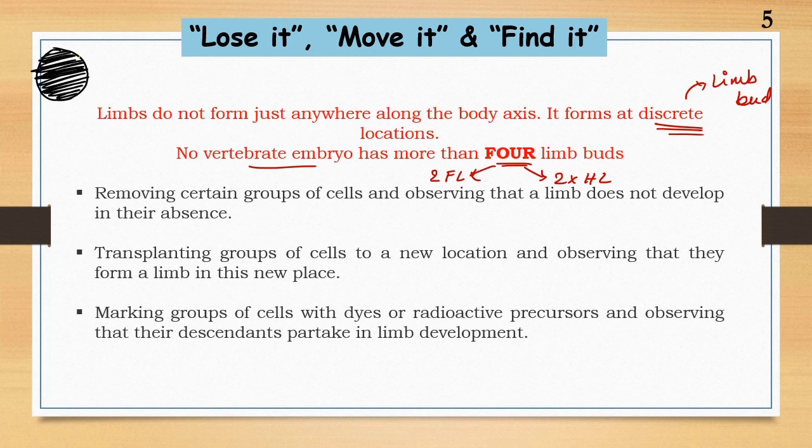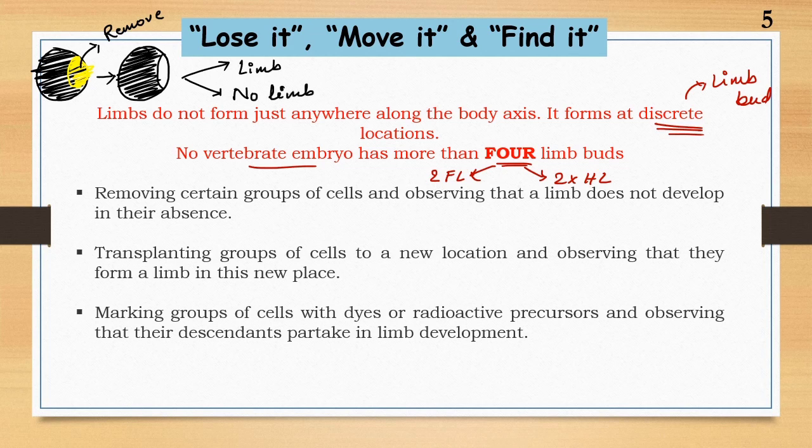Now if you remove this particular portion of cells from here, okay, so if we remove these cells, then we can have two different types of result. We can still get a normal limb, or we cannot get any limb at all. So if a normal limb developed, it means that these cells were not important. They were not important for limb development.